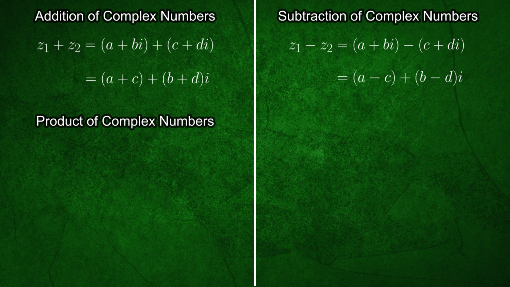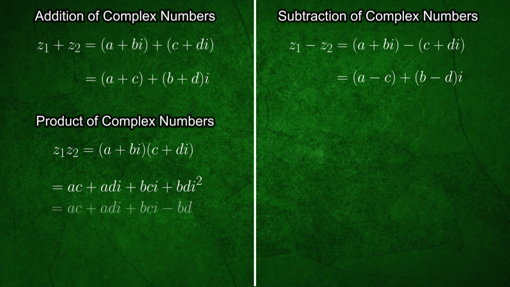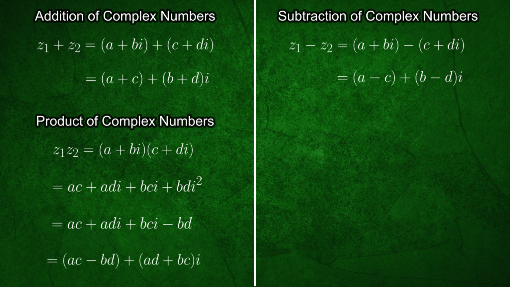Now, the product of two complex numbers, a plus bi times c plus di, is performed by using the distributive property. So we get a times c plus ad times i plus bc times i plus bd times i squared. But remember that i squared is equal to minus 1. So we end up having the expression a times c minus bd plus a times d plus b times c times i.